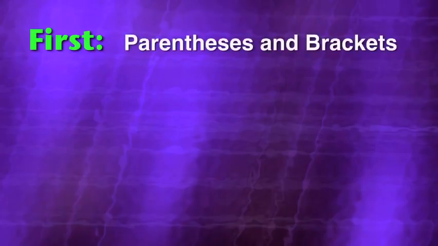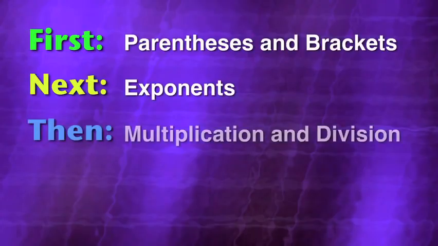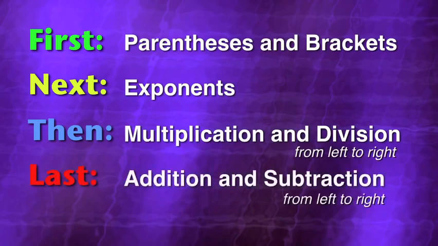All right, we're just about done. But let's have one more look at all 4 of our rules before you start practicing with the exercises. The order of operations rules say, first, do operations in parentheses and brackets. Next, do exponents. Then, do multiplication and division from left to right. Last, do addition and subtraction from left to right.